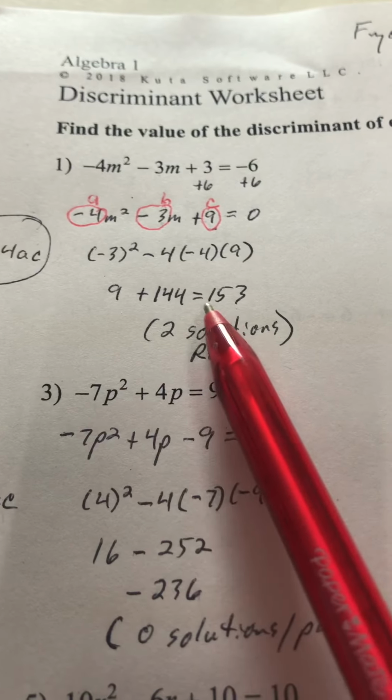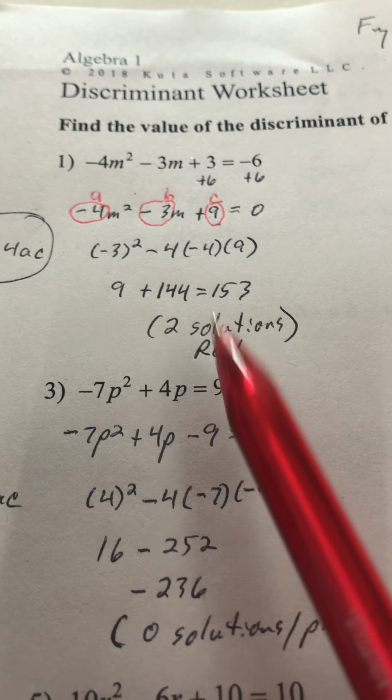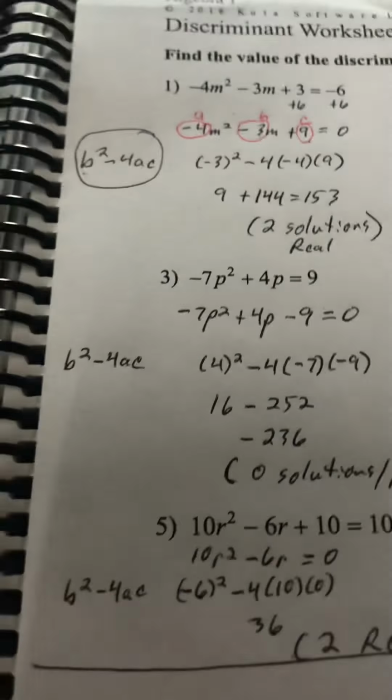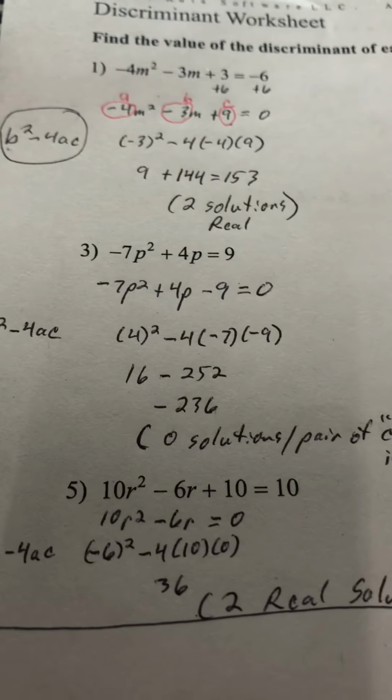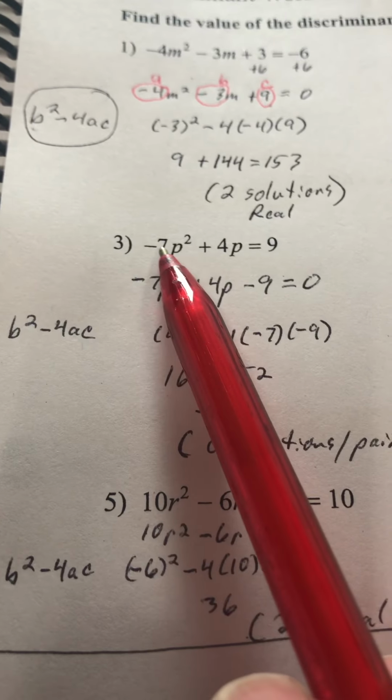Okay, and you get all this, it equals 153. So that tells you that's going to be two solutions. Those are going to be real numbers, two real solutions. So that's all this is doing, letting you know how many solutions you're going to have. So that's what this is used for.